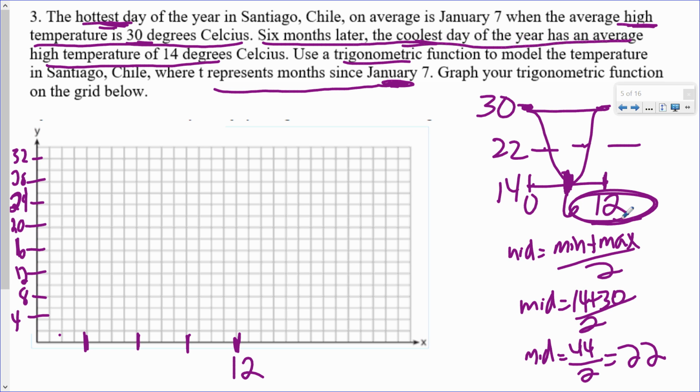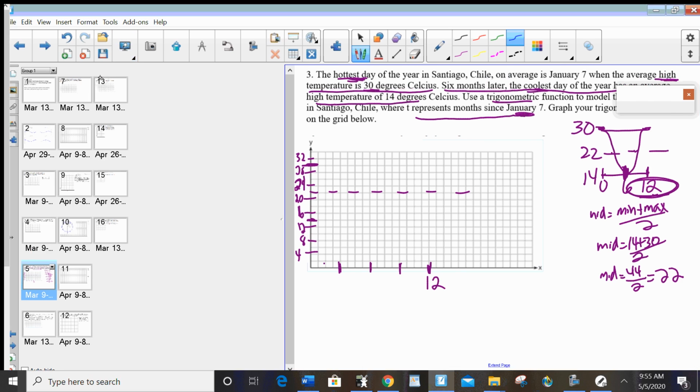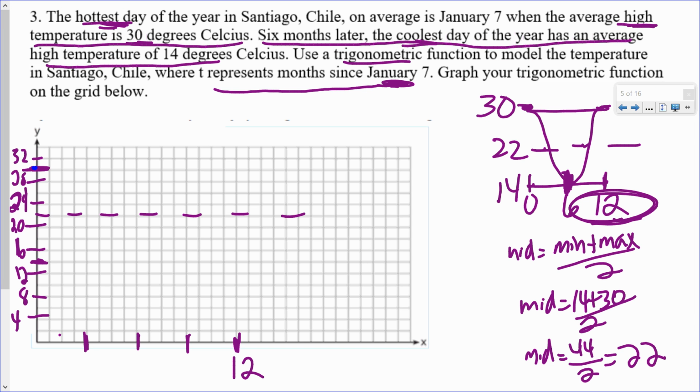My midline is at 22. My max is at 30. My min is at 14. It's a positive cosine since it said it started at its max. So it starts at the max, then it goes midline, then it goes min, then it goes midline, and then it goes max.